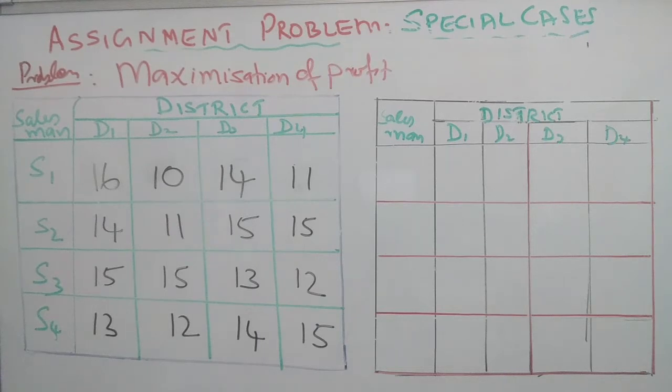The problem is to allocate districts to salesmen. This is an assignment problem. The objective is to assign each district to each salesman, subject to the condition that one salesman has to receive one district and one district is to be assigned to one salesman. The first condition is not satisfied here. This is not a minimization problem. The second condition, whether it is balanced or unbalanced: four districts and four salesmen. So this is a balanced problem.